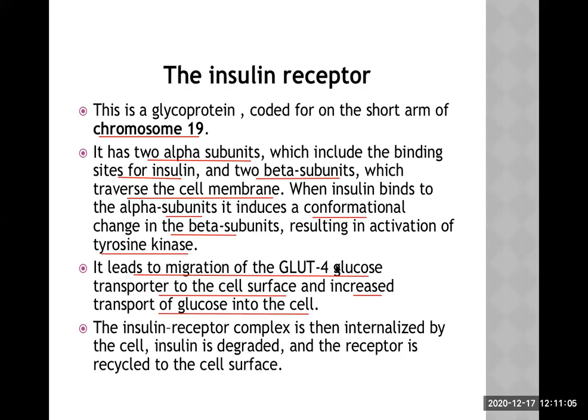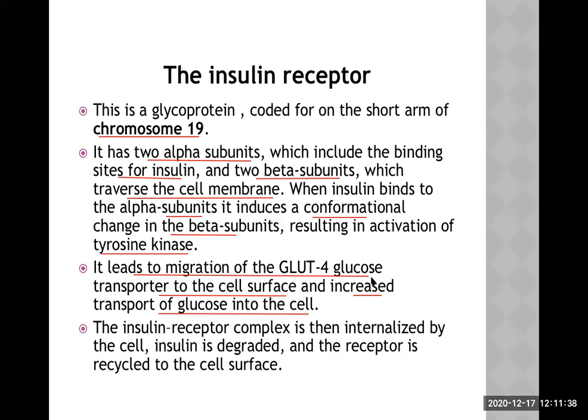Now, let me make it easy for you. When insulin is attaching on its receptor, only then is the GLUT4 transporter moving to the cell surface, and that GLUT4 transporter is responsible for entry of glucose into the cell. If insulin is not binding, there is no entry of glucose into the cell through the GLUT4 transporter. This is a very, very important concept.